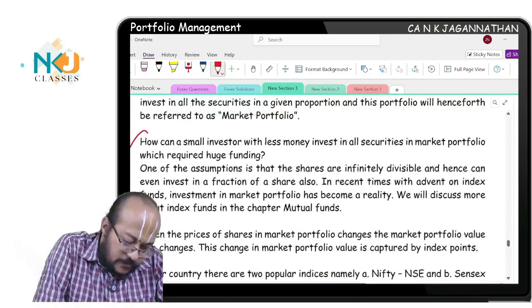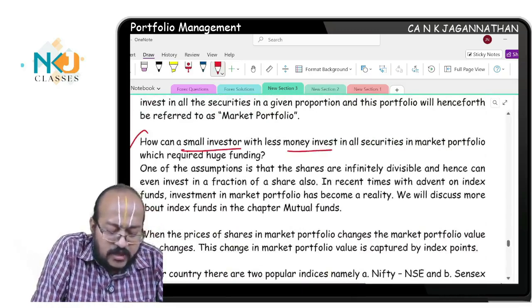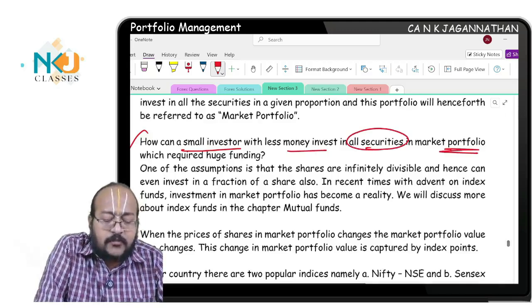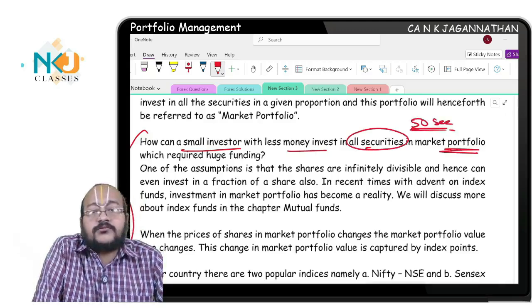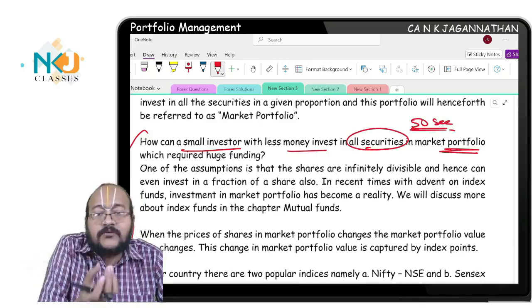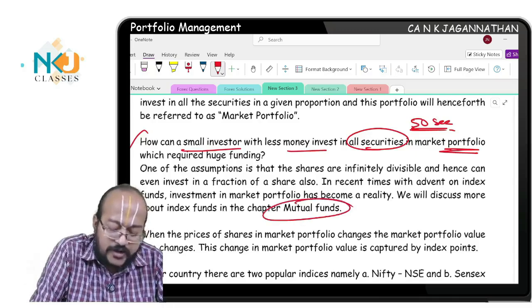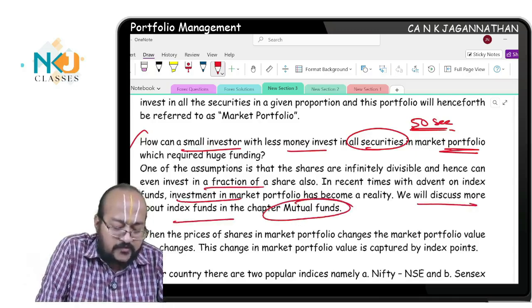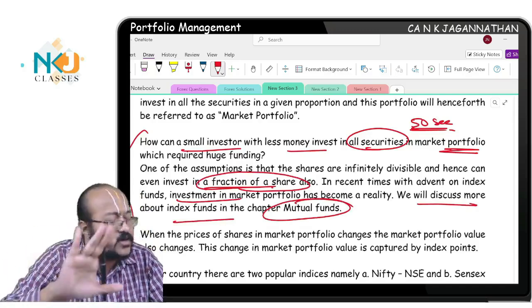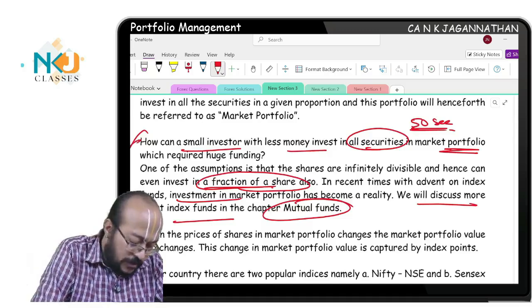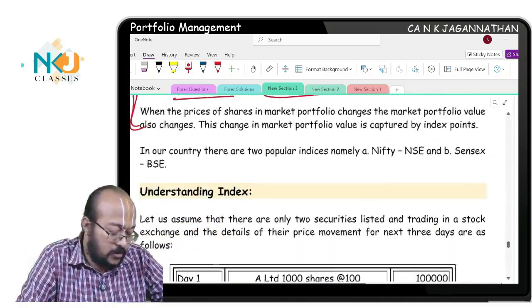This also I explained. How can a small investor lend money in all securities in the market portfolio? Sir, the market portfolio consists of 50 securities. You told us you have to invest in all the securities. Now, how will a small investor have the money? Mutual funds, index funds, the concept of index funds, and fractions of shares in US markets can also be invested in. All these are there. I have put these in the notes. Everything I have explained, no issue.